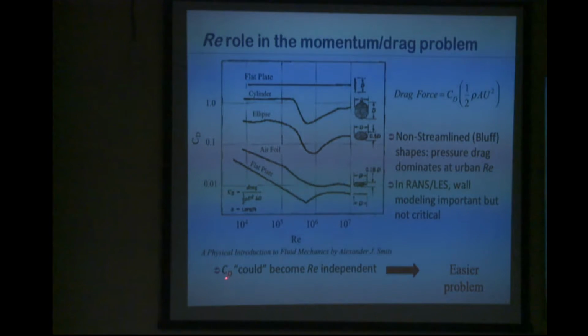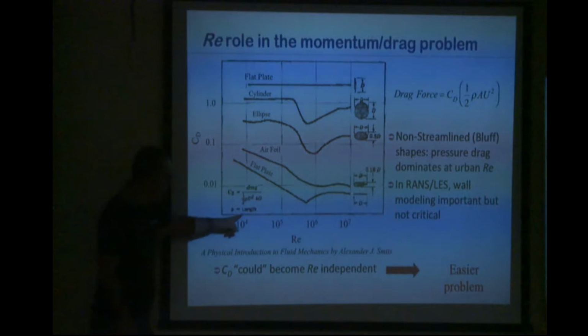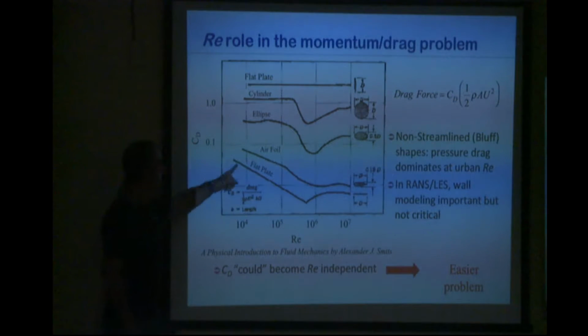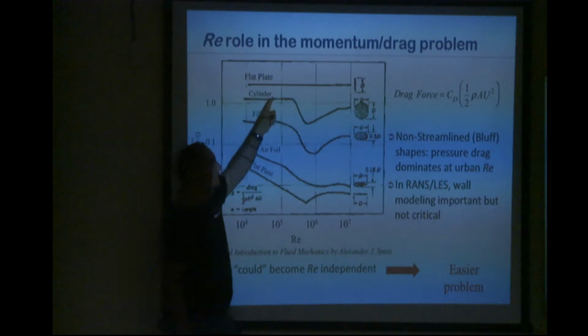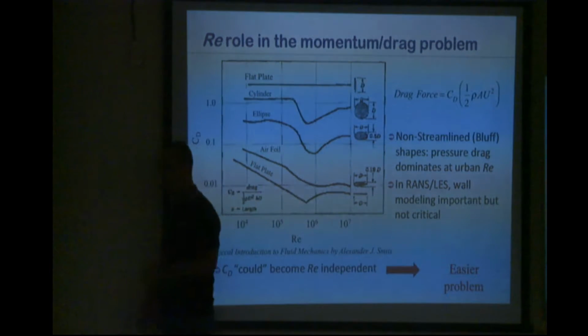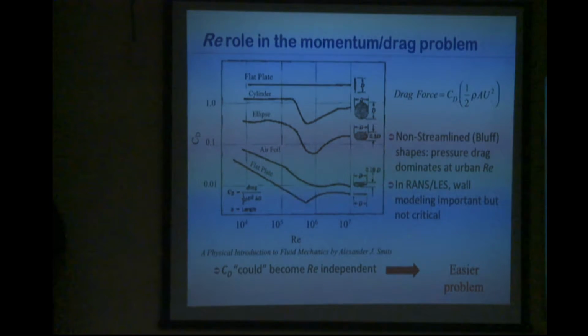Because if the CD is Reynolds number independent, it means you can put a cube in your wind tunnel at this value, at 10 to the 4, measure the CD, and the CD would be applicable to a city. So you can do low Reynolds number simulation and measurements and apply them to the real cities. This is what I mean by it could be an easier problem. It's not that easy, but it's easier.